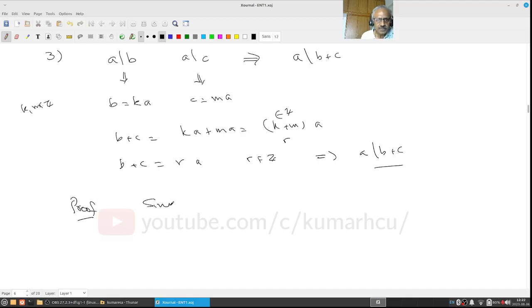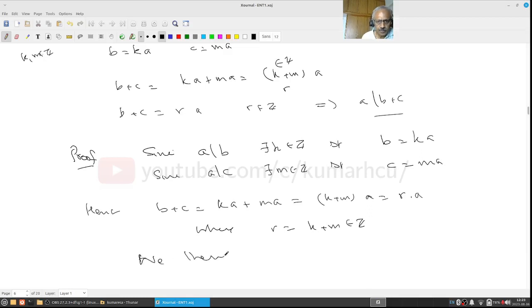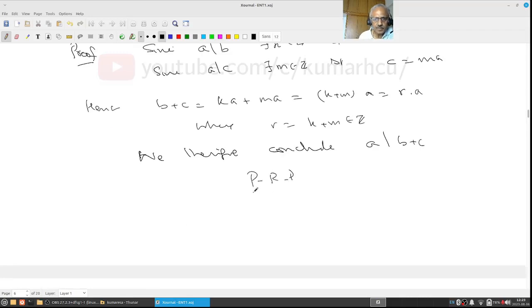Okay, since a divides b, there exists an integer k so that b equals ka. Similarly, since a divides c, there exists an integer m so that c equals m times a. Hence, b plus c equals ka plus ma, which equals (k plus m) times a, which equals r times a, where r equals k plus m is an element of Z. We therefore conclude a divides b plus c. Okay, pause, review, proceed.